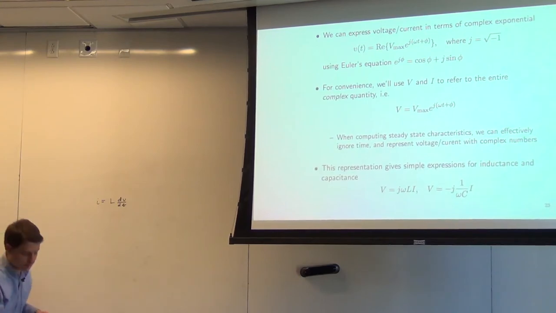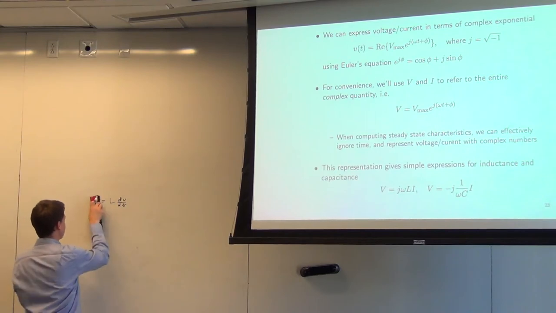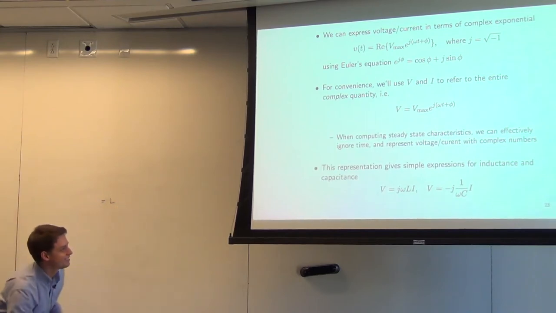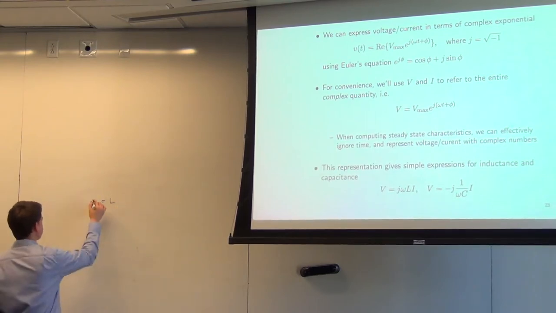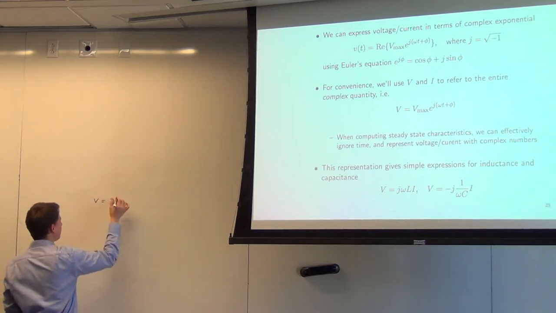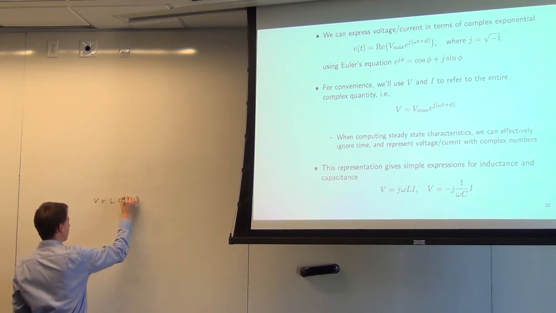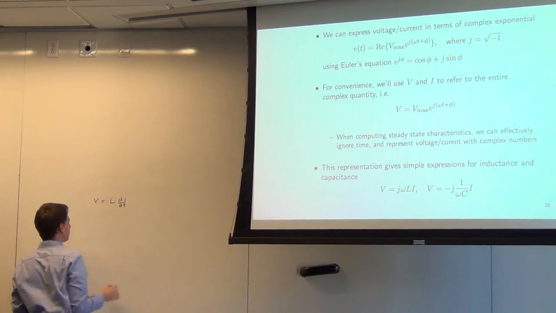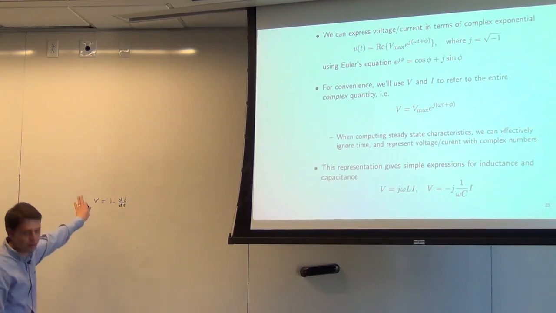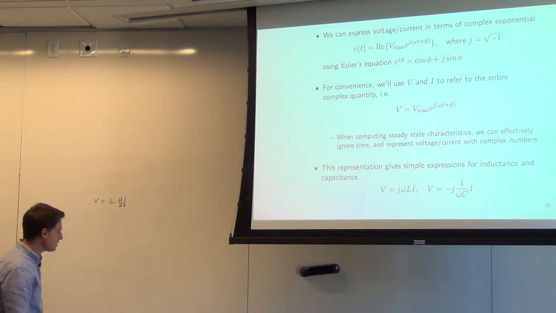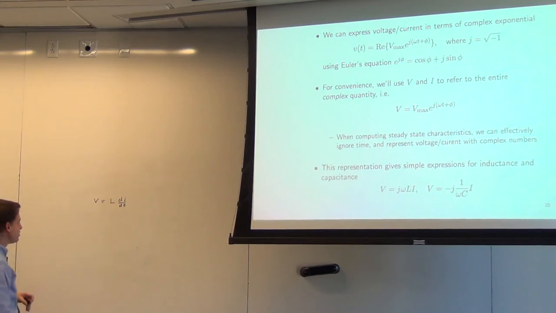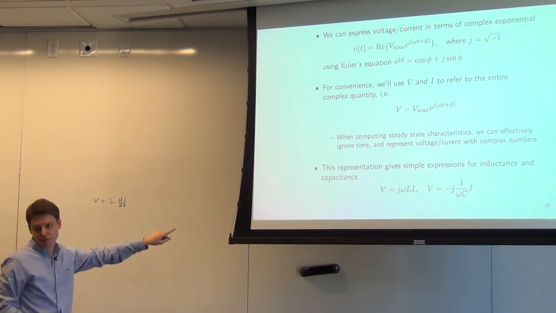Sorry, that's backwards. Wait, yes, that is backwards, right? V equals L dI over dt. That's the inductor statement, right? Okay, to make sure I'm right. So what we can actually do is just take derivatives of the complex expression itself.